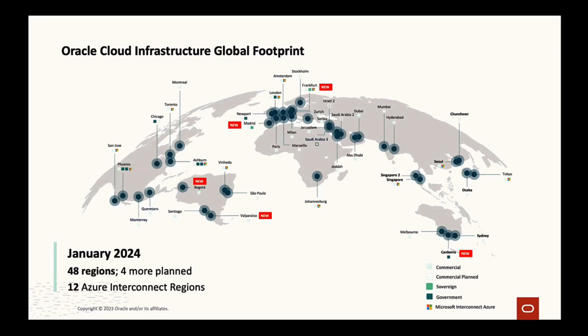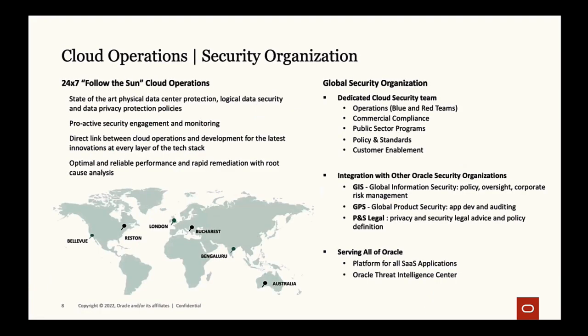It is a massive global footprint that allows you to support your customers to be as close as possible and to provide your disaster recovery and resiliency requirements. Now, you're probably thinking, well, this is a lot, and how am I going to keep an eye? Well, first of all, I'll tell you how we keep an eye. So Oracle has a security operations team, and they follow the sun model, which is very efficient across the globe.